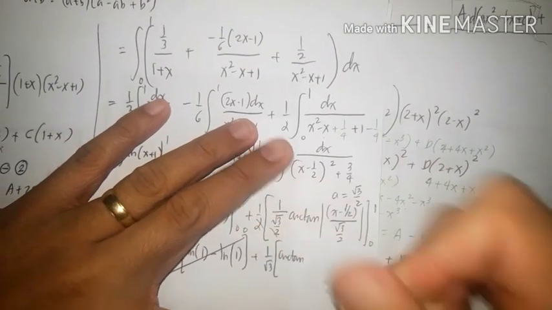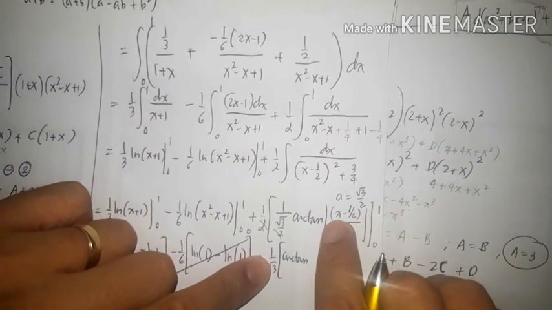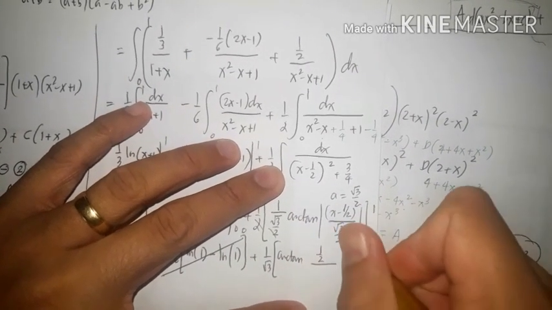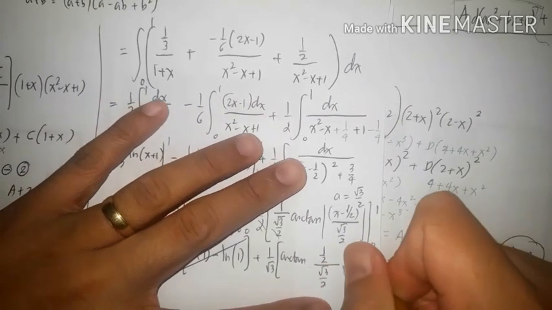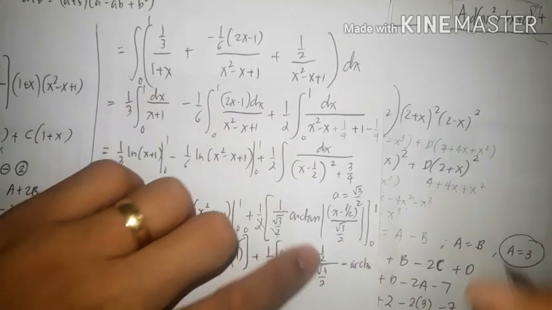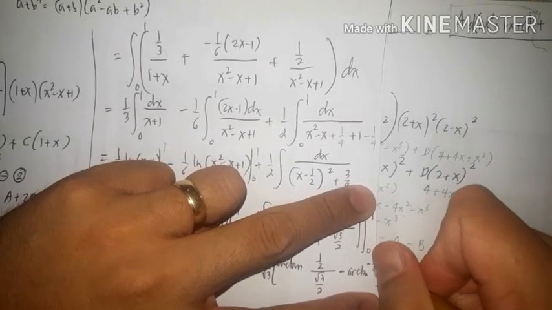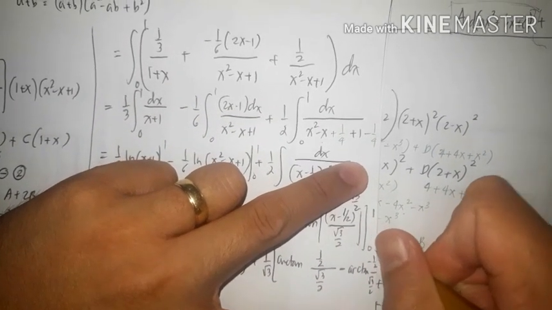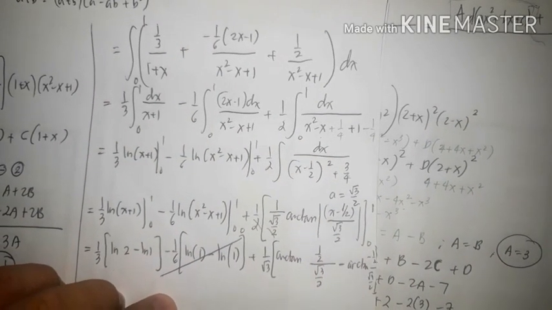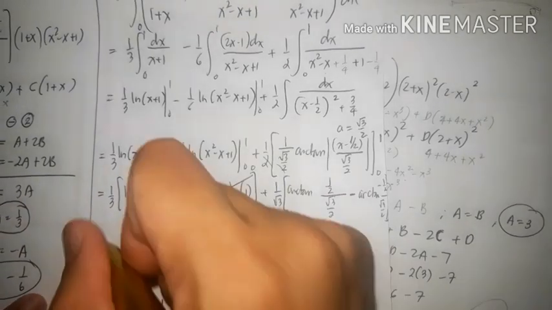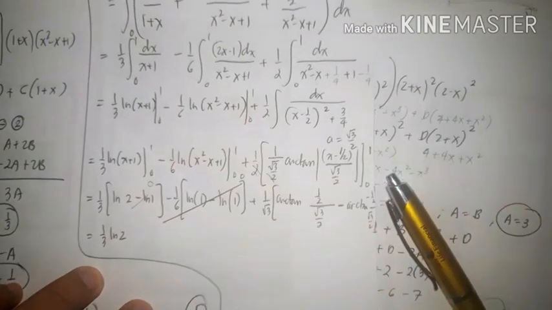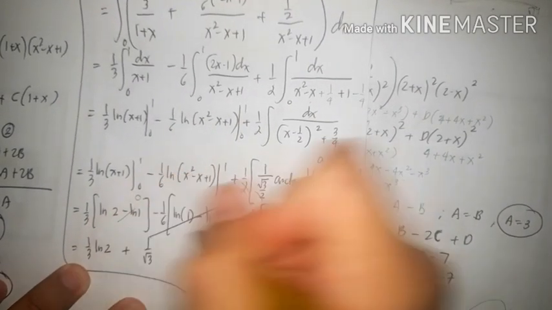Arctangent of upper limit is 1. So 1 minus 1/2 is 1/2 over square root of 3 over 2, minus arctangent of 0 minus 1/2 is negative 1/2 over square root of 3 over 2. So 0 minus 1/2 is negative 1/2 over square root of 3 over 2. Then this gives you 1/3 ln of 2. ln 1 is 0. Plus 1 over square root of 3.